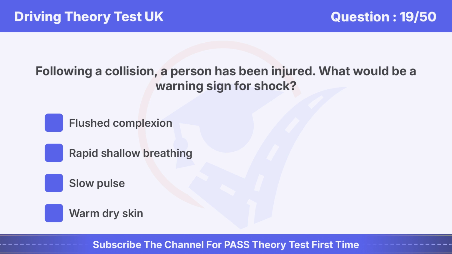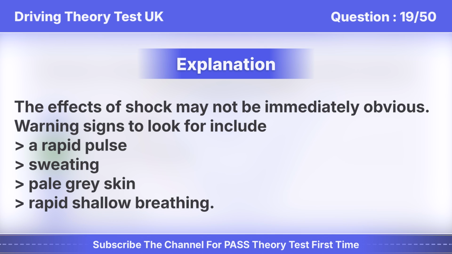Question 19. Following a collision, a person has been injured. What would be a warning sign for shock? Answer is B. Rapid, shallow breathing. The effects of shock may not be immediately obvious. Warning signs to look for include a rapid pulse, sweating, pale gray skin, rapid, shallow breathing.